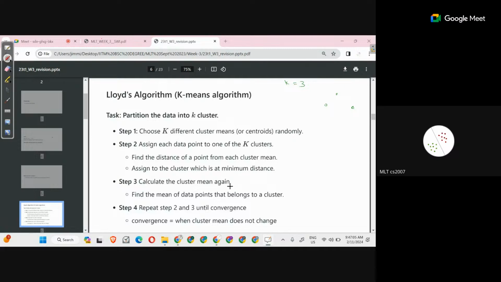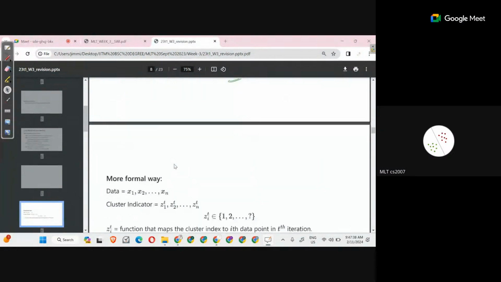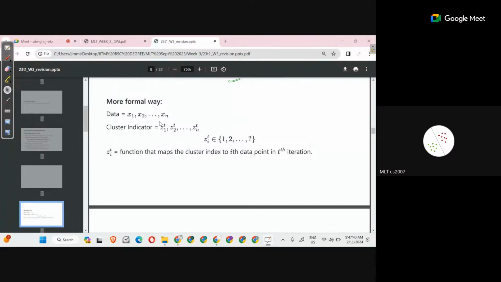Then again we calculate the cluster means, and based on that we see whether any reassignment happens or not. If any reassignment happens, then we repeat steps 2 and 3. This will make more sense once we discuss the questions. So these were the steps of k-means clustering, and then we tried to represent it in a formal way.